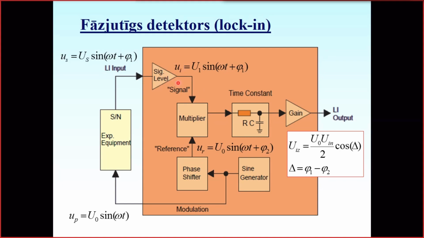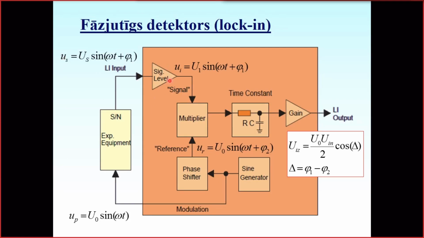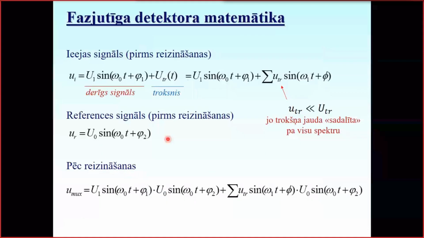Well, what is the corresponding mathematics of the lock-in amplifier? Let's consider the input signal after the first leveling amplification, but before the mixing, before the multiplication. This signal consists of the useful signal, which oscillates with a certain frequency and is phase shifted and has some unknown amplitude that we are going to measure, and a noise signal.